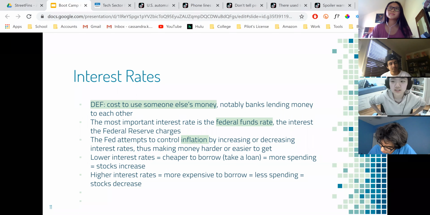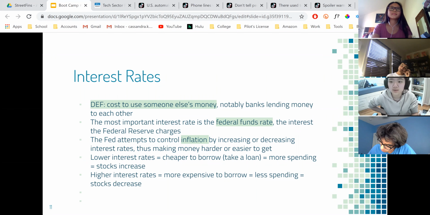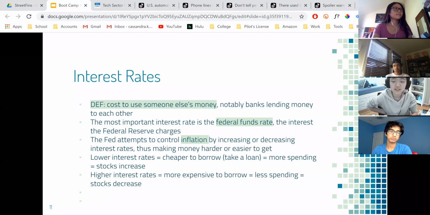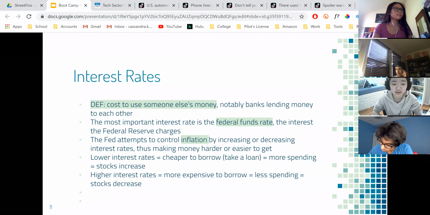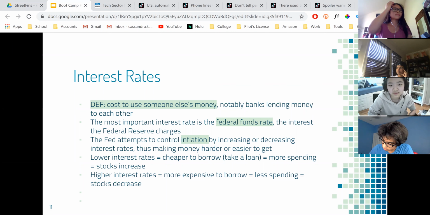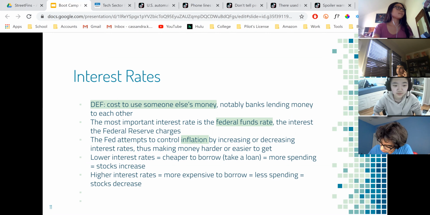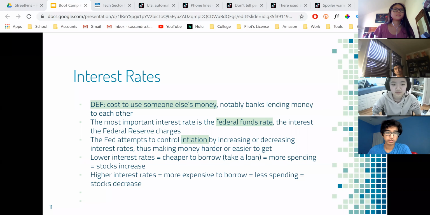Okay, so interest rates. The definition of an interest rate is basically the amount of money a lender charges for borrowing money. And this is expressed as a percentage of the principal, which is the original amount of money you loaned. So put simply, this is the cost to use someone else's money. For example, if you loaned $10,000, which is the principal, from the bank, and they had a 10% interest rate, it would cost you another $1,000 per year.